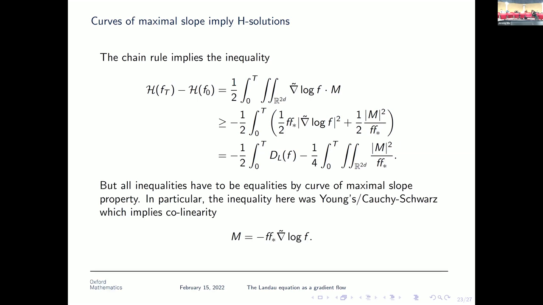And the point is that, starting from a gradient flow solution, this inequality is actually an equality. And since I've used Young's inequality here, that means there's a collinearity condition in the case of equality for Young's or Cauchy-Schwarz inequalities, which tells me that my flux M has to be minus ff star gradient tilde log f, which recovers then the weak solution, H solution.